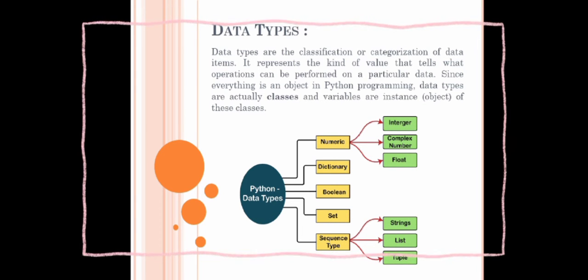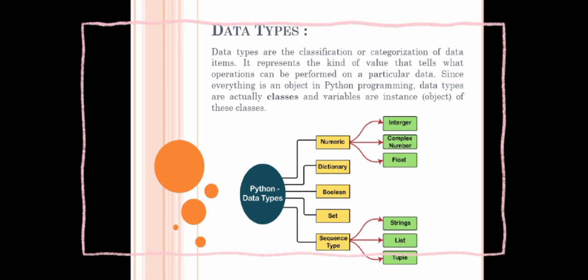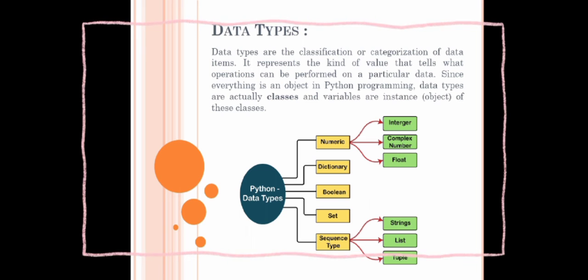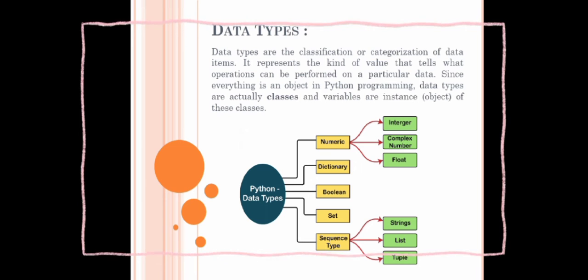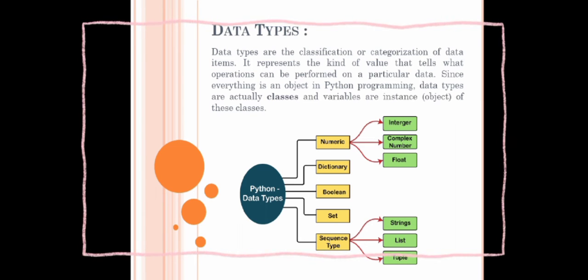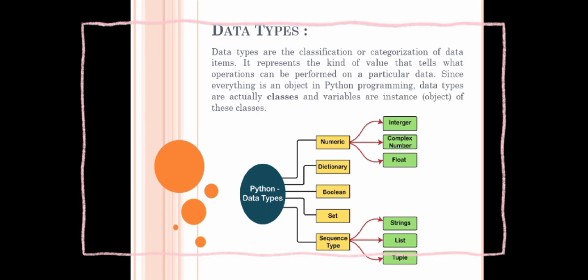The name of a person is made up of a combination of letters of the English alphabet. The types are numeric, dictionary, boolean, set, and sequence type. Numeric may be integer, complex number, or float. Sequence types are string, list, and tuple.